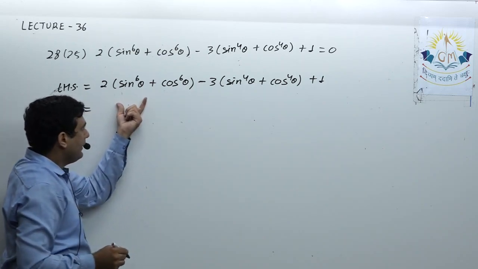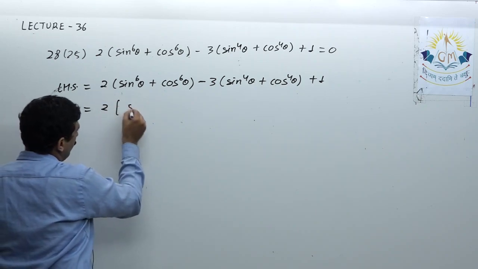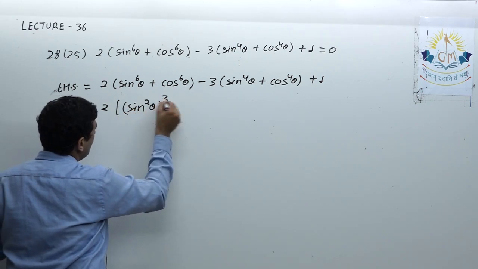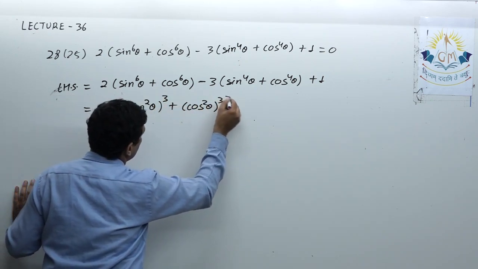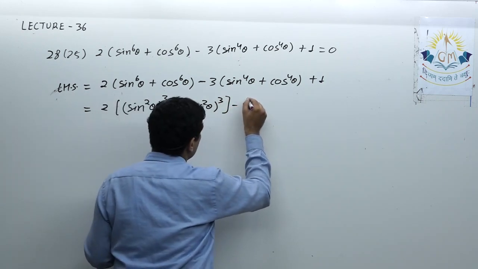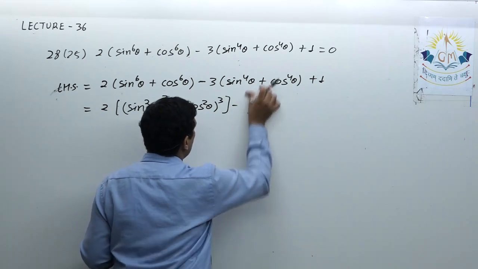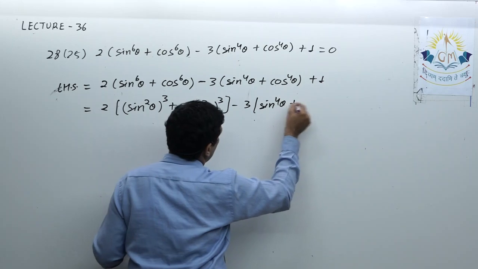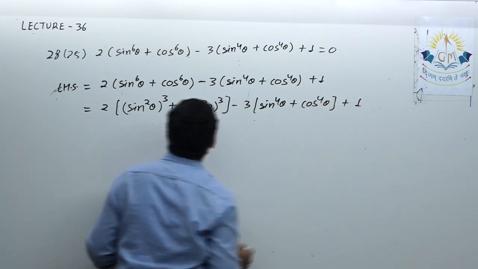See, this is sin raised to 6 theta plus cos raised to 6 theta. So I can write it in the form of sin square theta whole cube plus cos square theta whole cube, minus this. I will write as it is, that is 3 times sin raised to 4 theta plus cos raised to 4 theta, without making any changes.